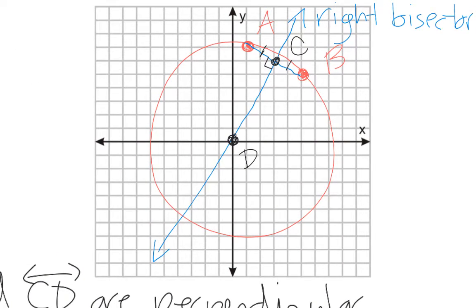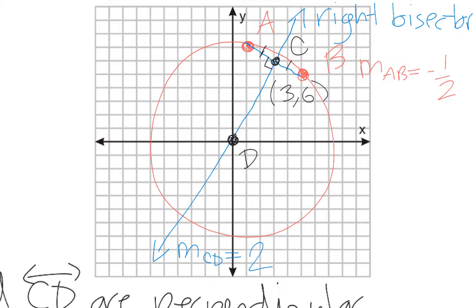We know that the slope of AB is negative 1 over 2, which makes the slope of this right bisector, I'm going to call this CD, positive 2, since they are negative reciprocals. I've also just figured out the coordinates of C. The coordinates of C are 3 and 6.